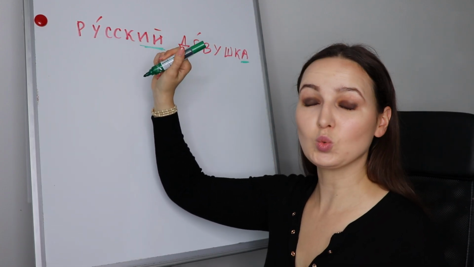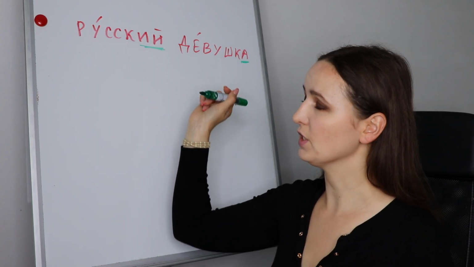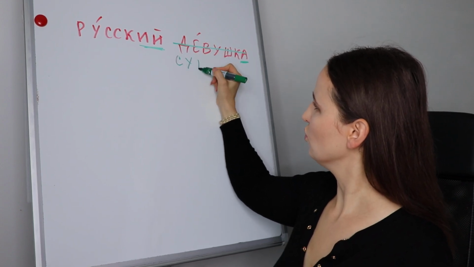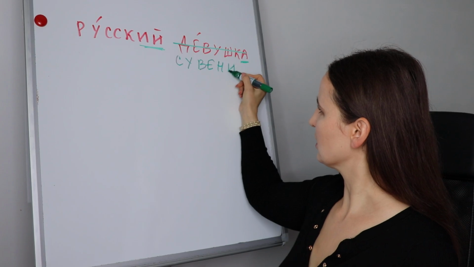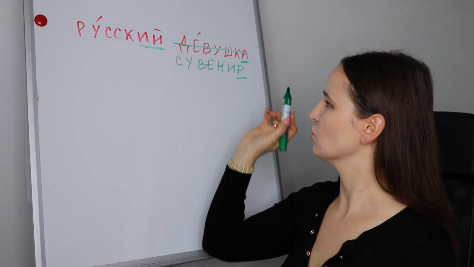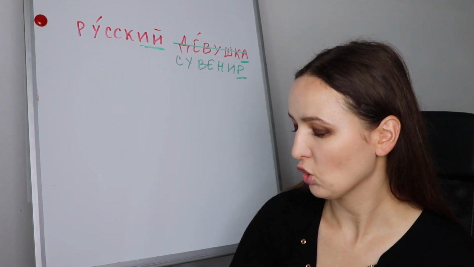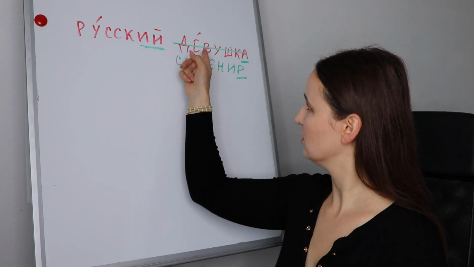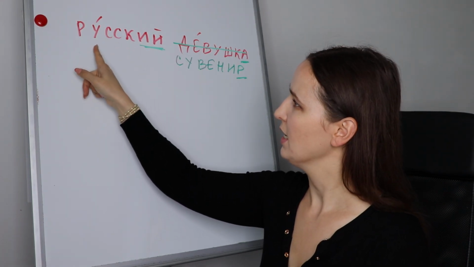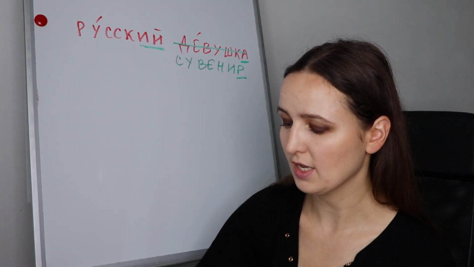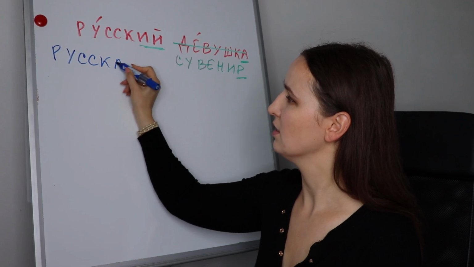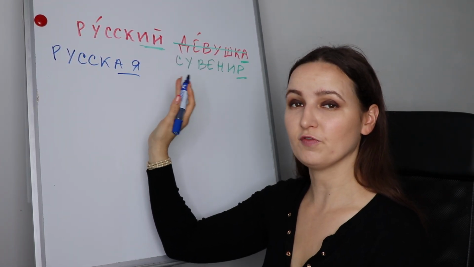We can say, for example, русский сувенир, because souvenir is masculine. So right now everything works fine. Русский сувенир, Russian souvenir. So we can't put девушка here because it's feminine and русский here is masculine. So we have to change русский to say русская девушка. Русская. So this is the ending for feminine.